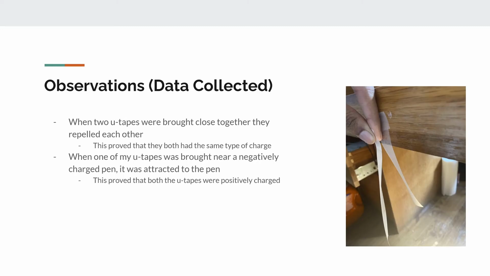So, observations, data collected. When I brought two U-tapes close together, they repelled each other. This proved that they both had the same type of charge. So from this observation, we know that they are both positively charged or that they are both negatively charged. And then further testing with a negatively charged pen. For context, I created the negatively charged pen by rubbing a Sharpie against my head. When I brought it near the U-tape, it was attracted to the Sharpie. So that proves that both the U-tapes are positively charged.